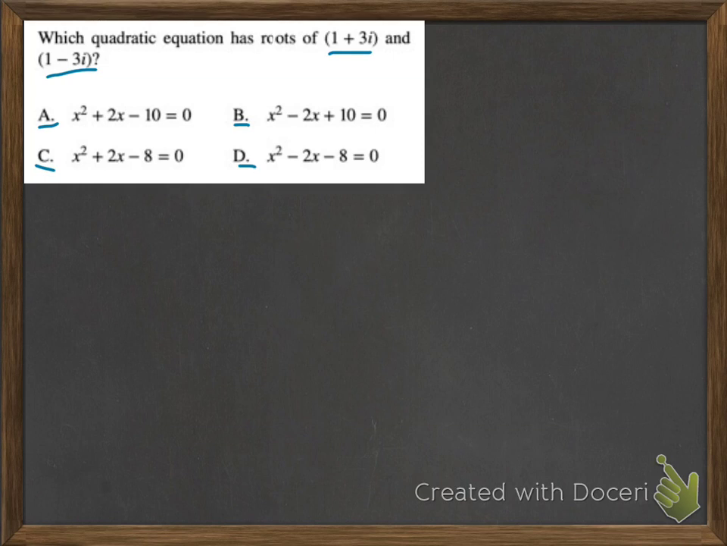If I have 1 plus 3i and 1 minus 3i as roots, that means that the x coordinate of where it crosses the x-axis is going to be 1 plus 3i, and x is going to be 1 minus 3i. So these are our two roots. These are our x values.